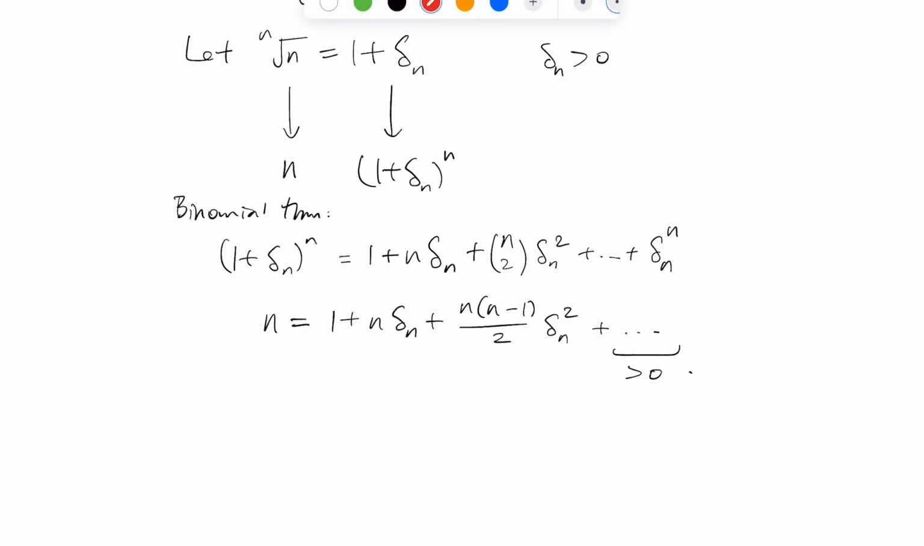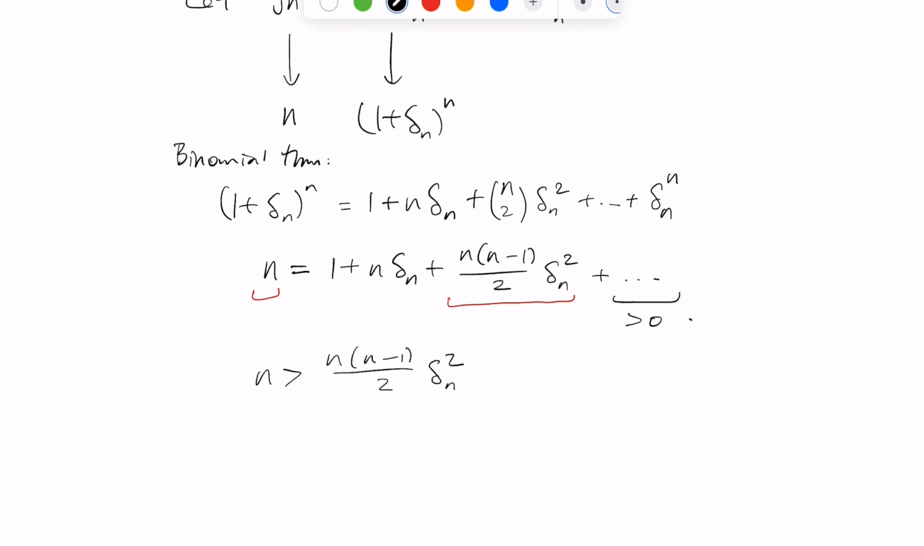So now in particular, this means that n is greater than this term here. n is greater than n times (n minus 1) on 2 times delta n squared. So if we cancel out the n's, we get that delta n squared is less than 2 divided by (n minus 1). Therefore, delta n is less than the square root of 2 divided by (n minus 1).